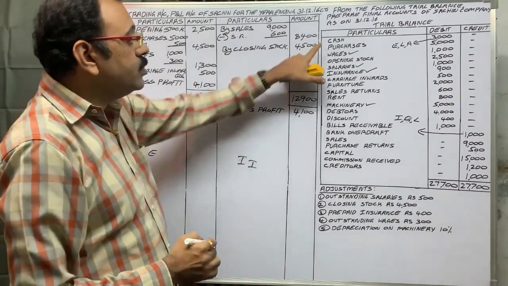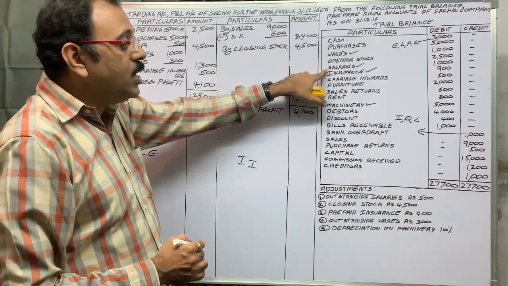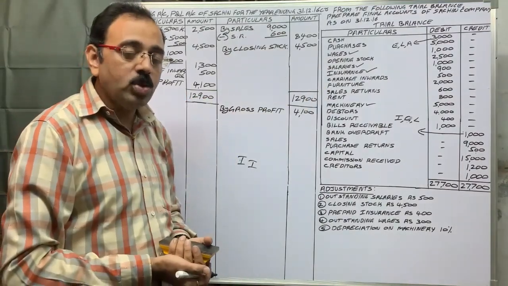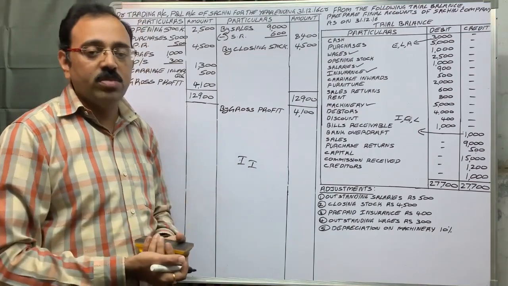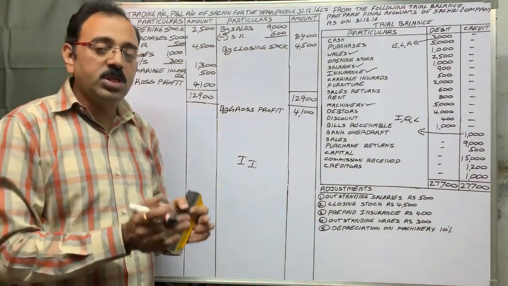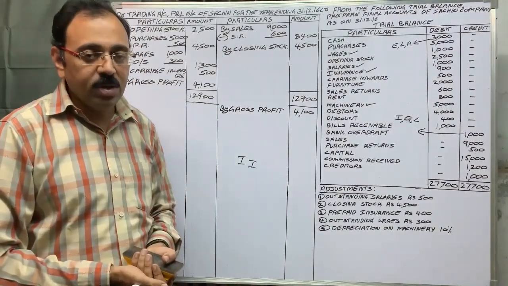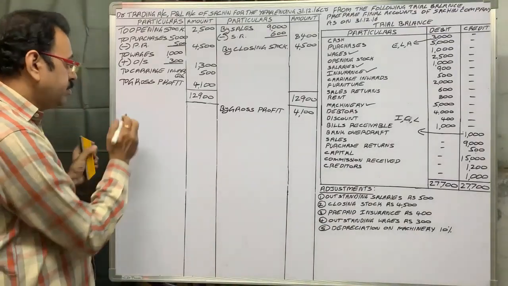So salaries. Salary to whom we pay? To employees. Where they work? In office, not in factory. So office related expenditure comes under indirect expenditure. So salary you have to debit.